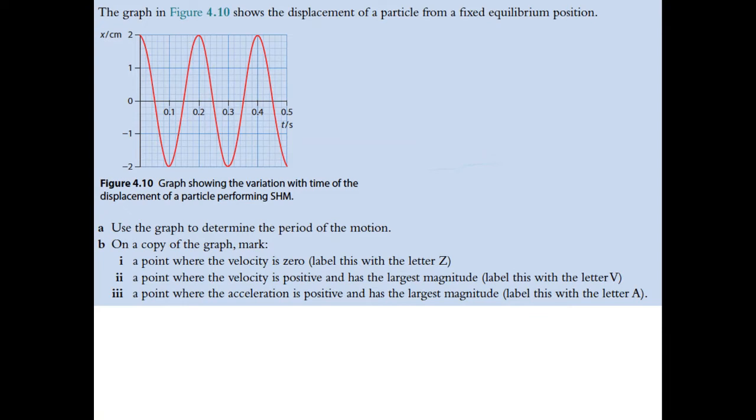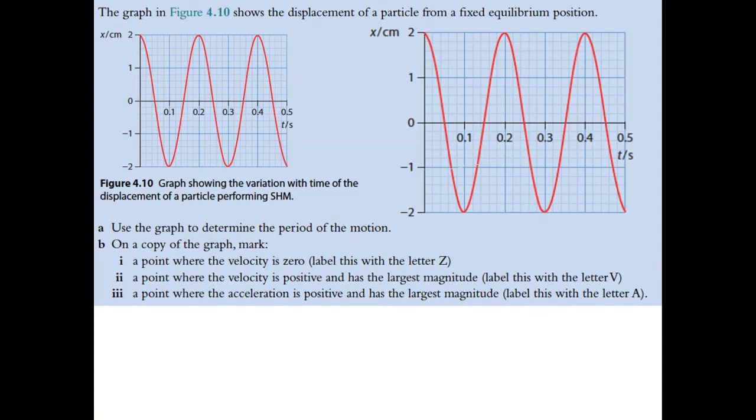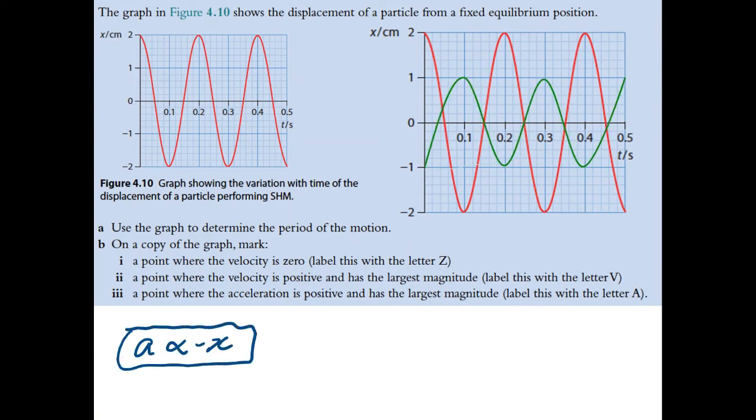B III, a point where the acceleration is positive and has the largest magnitude. Since acceleration is proportional to displacement and in the opposite direction, the acceleration graph is just a reflection of the displacement graph. Points where acceleration is positive and has the largest magnitude, those 2 points. Next question.